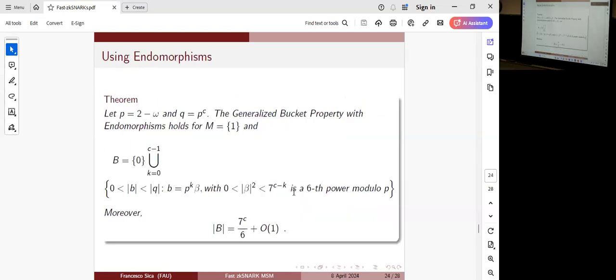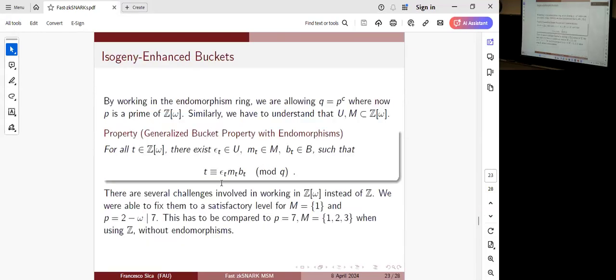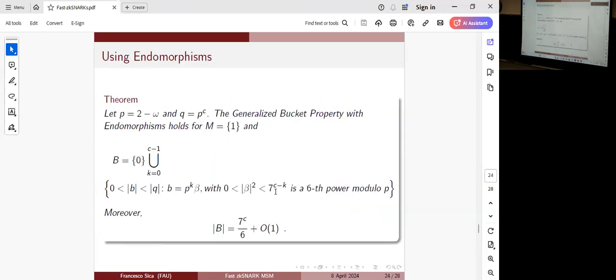And so we find a result which is similar to the Lefougon result with 1 to 3 here, where you have basically q to the c over 6. Here we have a bucket size which is also optimal, and the buckets are like before. They are powers of p times beta, where beta is the 6th power modulo p. And b here is limited in this way.